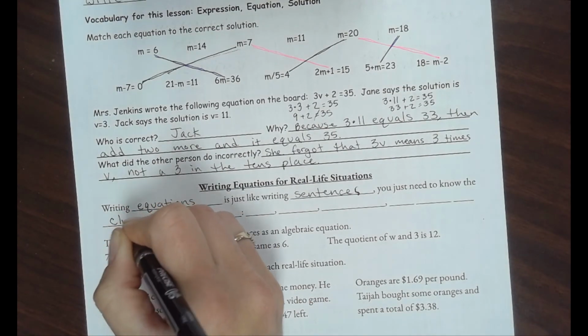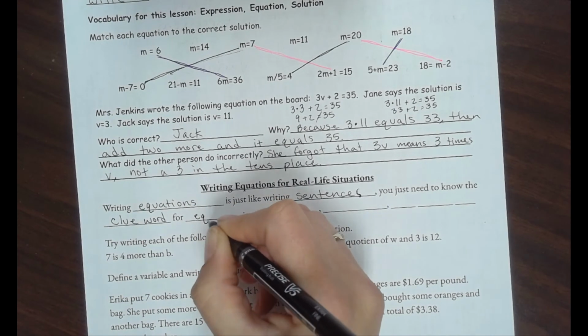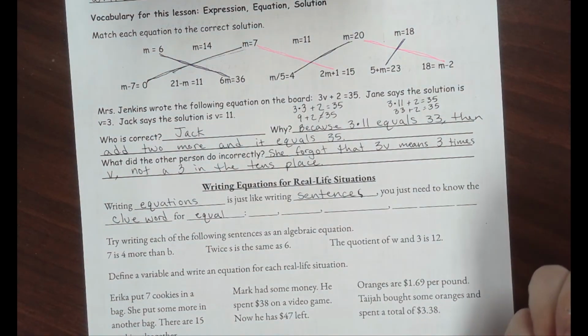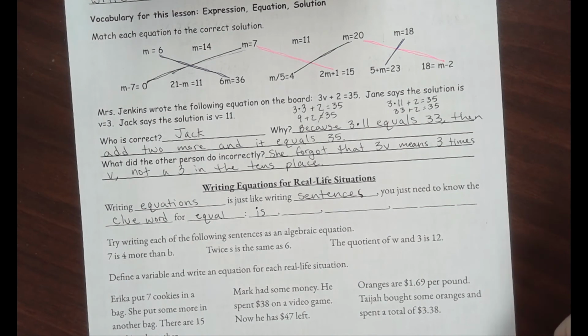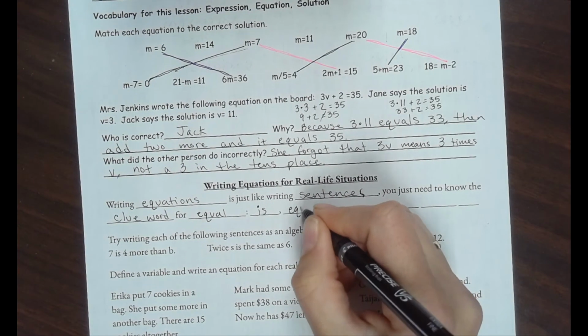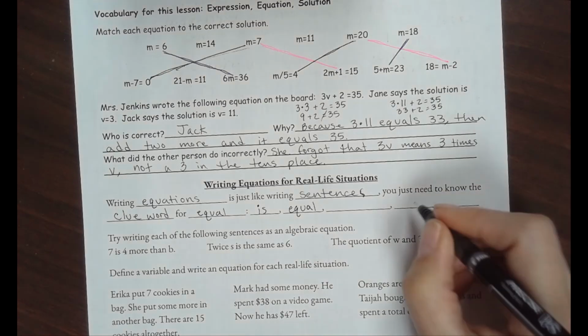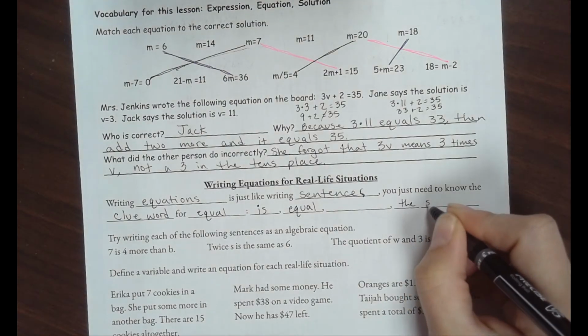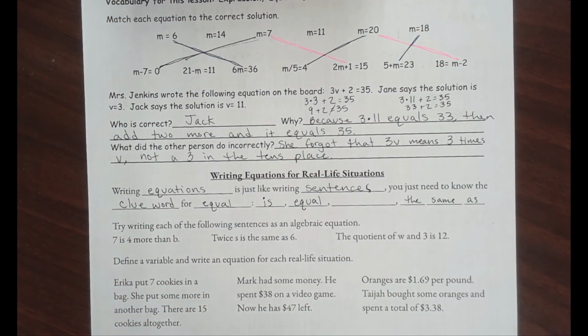Let's write clue words for equal. Okay, the most important one that you're going to see will be the word is. Is equal. Let's see, what are some other ones? The same as. There's one other word, I can't think of what it was going to be right now.